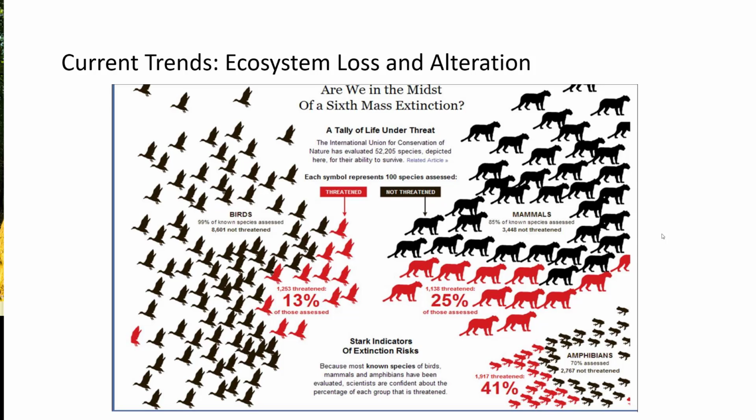Okay. If we look at mammals, 25% of the mammal species were threatened. That's a fourth of all the mammals are threatened. That means that they are struggling to survive in various degrees. Amphibians is 41%. So again, that canary in the coal mine, we have almost half of the world's amphibians are in danger of becoming extinct.